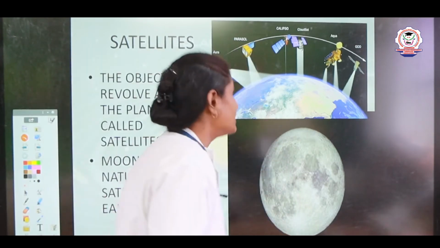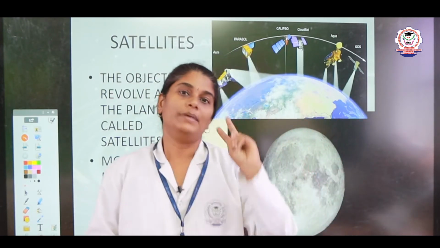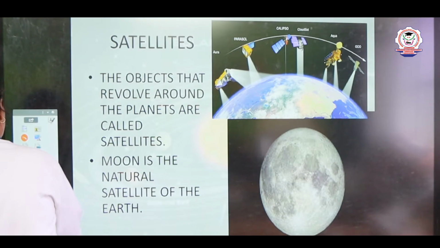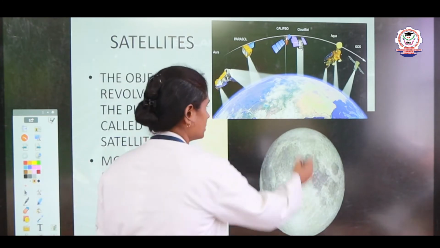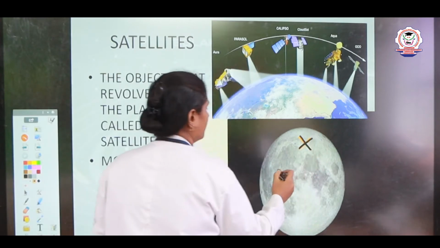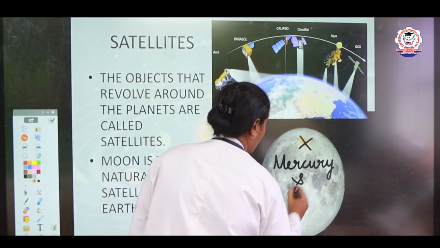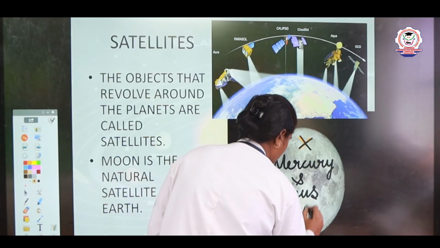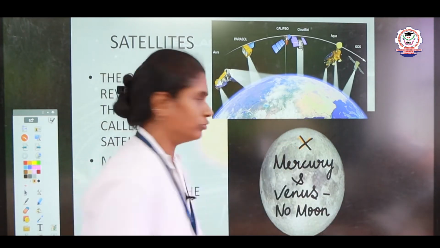And the planets have their moons except two planets, Mercury and Venus. So, Mercury and Venus do not have moons. So, which planets do not have moons? Mercury and Venus. There is no moon. So, both Mercury and Venus have no moon, right?